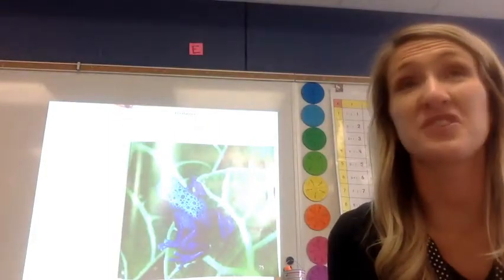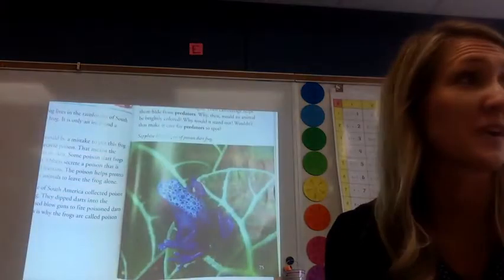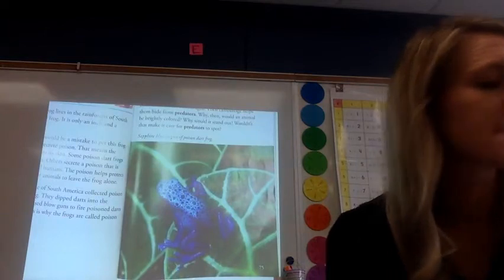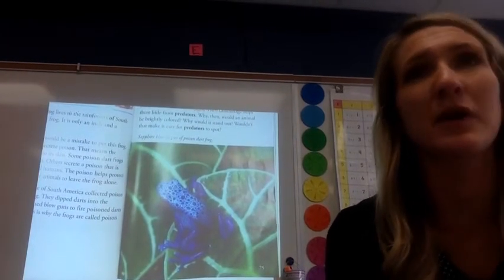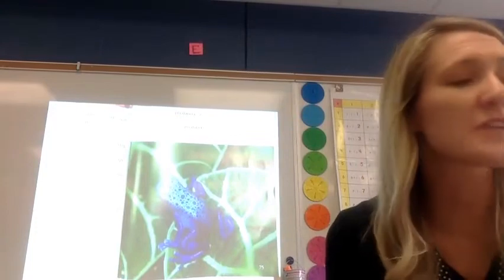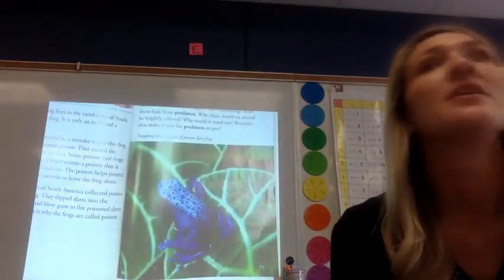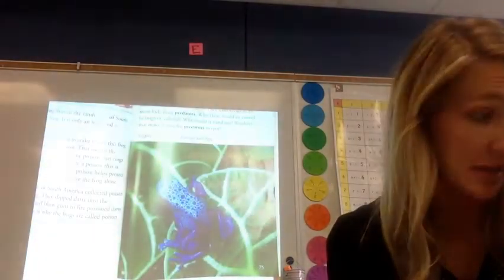Yeah. So just in general, should you touch a poisonous frog? No. Now, good thing, do they live where we live? No. We know that they live in the rainforest in South America. Good.